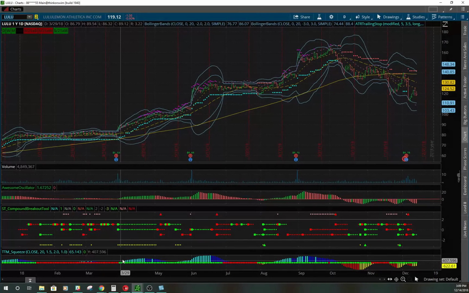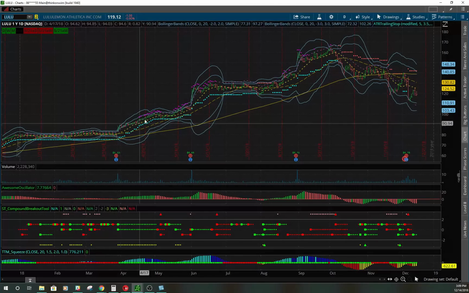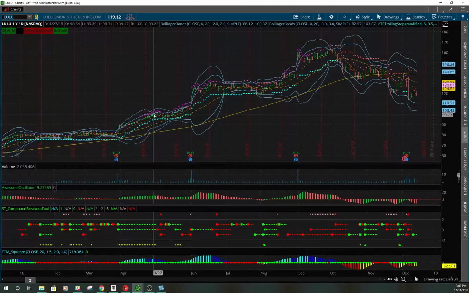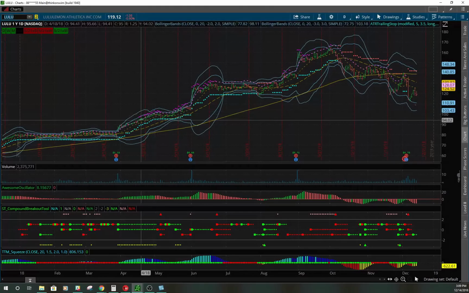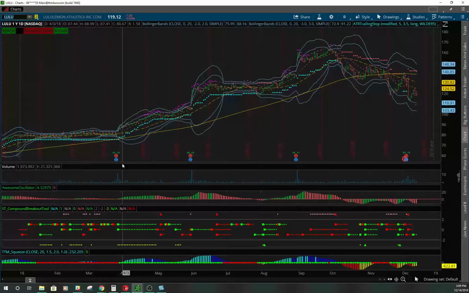That would have given you a sign to maybe go long. And certainly had you played through that symbol, that was a nice move to the upside when you got those top hats starting to print, maybe telling you to take off your profits. So that, in short, is the compound breakout tool.